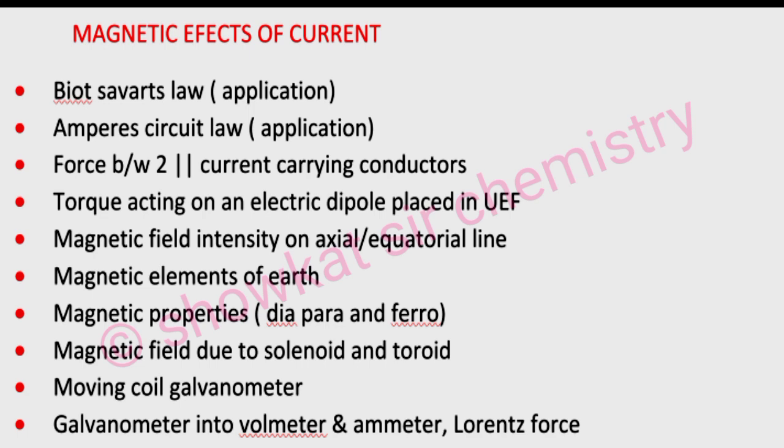Similarly, magnetic properties, that is diamagnetic, paramagnetic, ferromagnetic substances. And you should also derive an expression for magnetic field due to solenoid or toroid. Similarly, moving coil galvanometer, sometimes its principle, construction, working and theory are asked. Next, you will study conversion of galvanometer into voltmeter and ammeter. And similarly, what is Lorentz force?